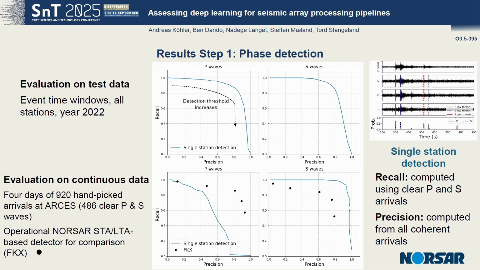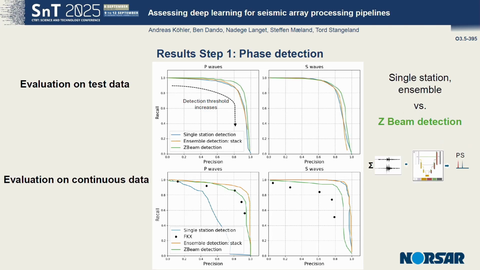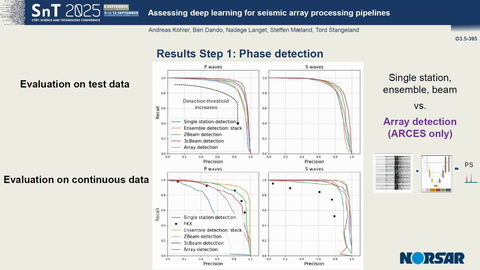And what you see here in addition, the black dots, this is the performance of the operational classic array processing on the ARCES array at NORSAR. So that's our baseline, basically. Now I will add these performance curves for these 3 different approaches I introduced: the ensemble detection approach, the beam detection approach using either only the vertical component or 3 components, and using the whole array as input.